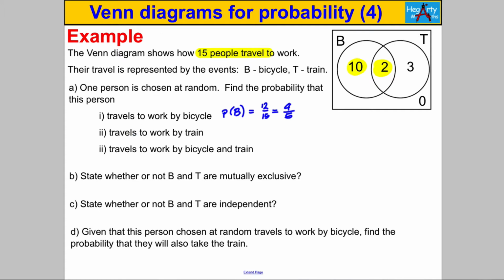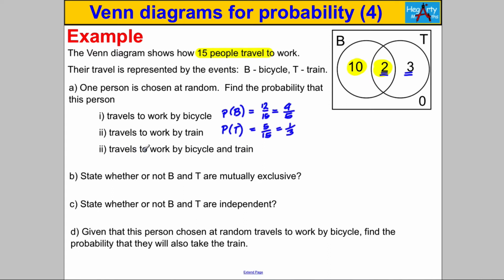What's the probability they travel to work by train? Well, by train there are 2 and 3. There are 5 options out of 15, so the probability of train is 5 out of 15, and dividing top and bottom by 5, that simplifies to a third.